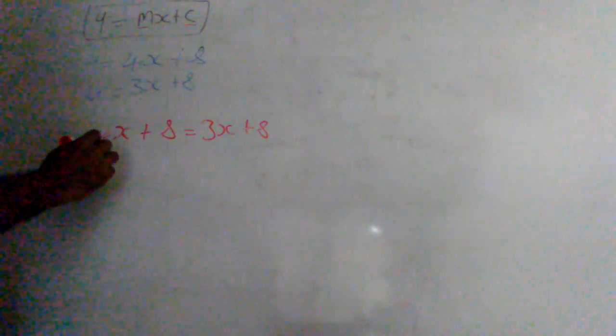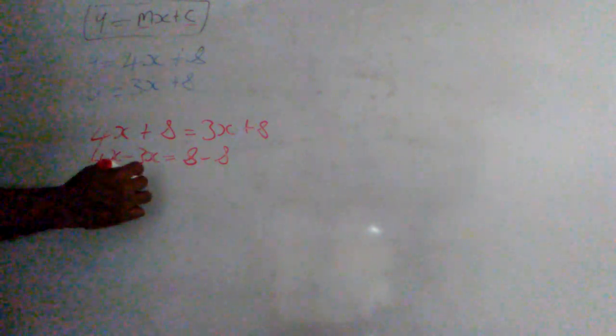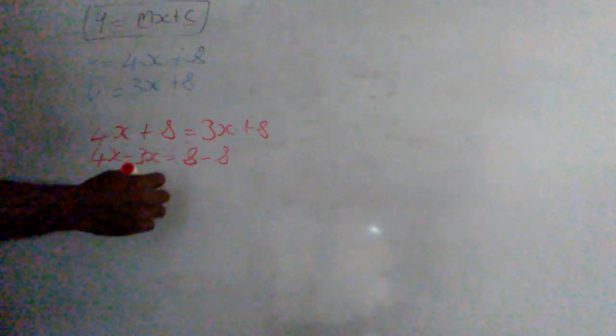So we'll have 4x minus 3x equal 8 minus 8. And then 4x minus 3x will be just x. And we'll have x equals 0. So we got the x value of the intersection to be 0 there.